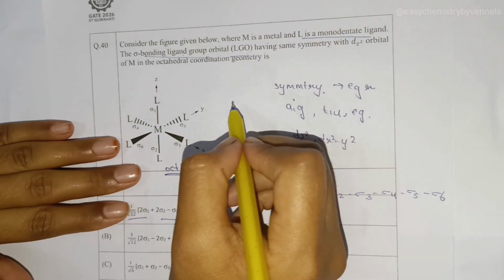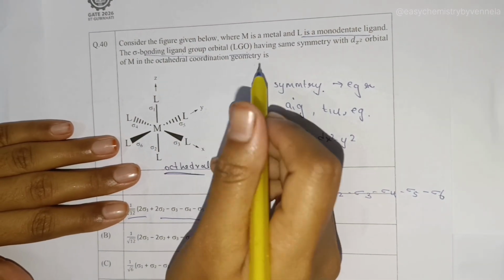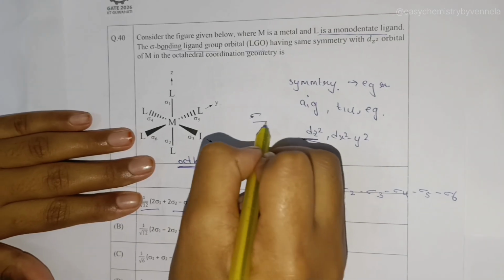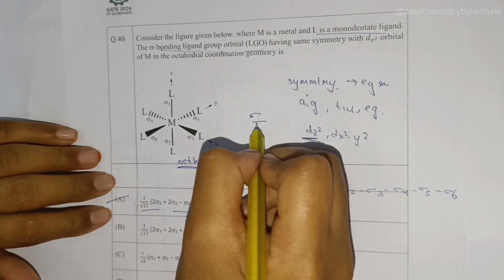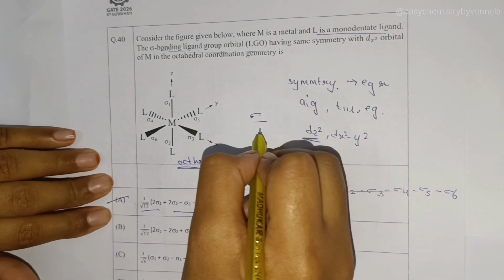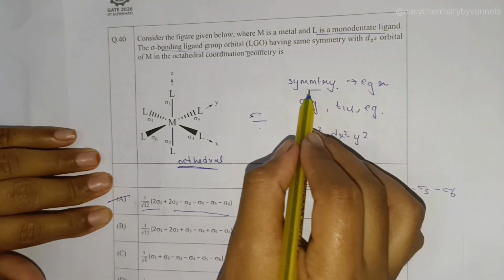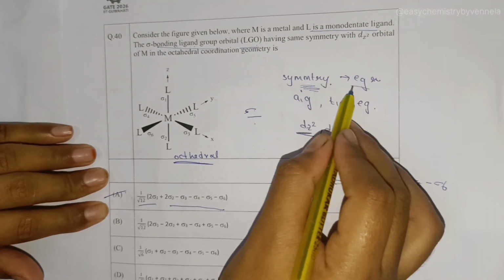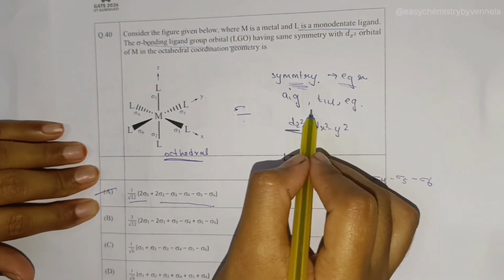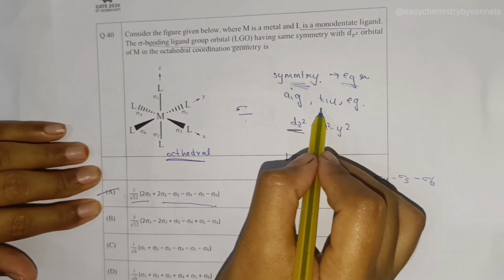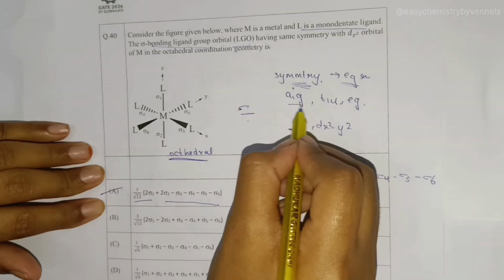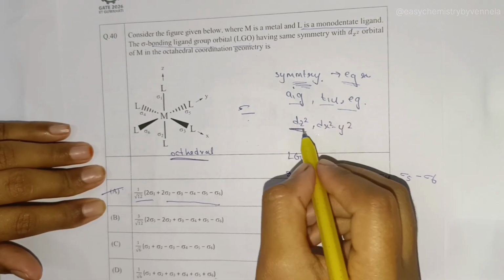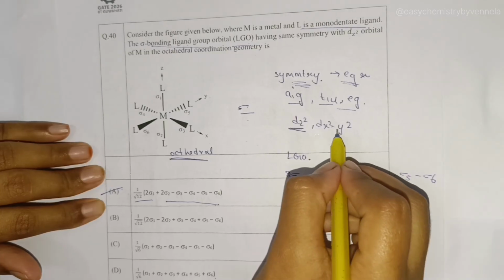In this question, the ligand group orbital LGO of the octahedral complex, which has the sigma combination of ligand orbitals, has the same symmetry as the dz square orbital. First you have to identify the symmetry. dz square belongs to the Eg representation. The sigma bonding ligand combinations that interact with the orbitals are A1g, T1u and Eg. Here the set of pair is dz square, dx square minus y square.